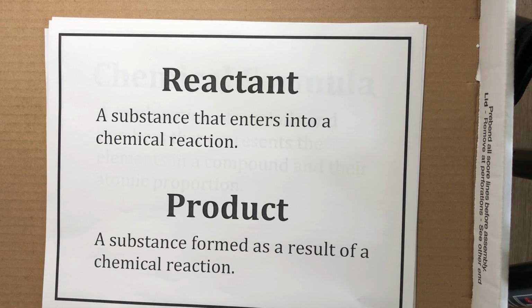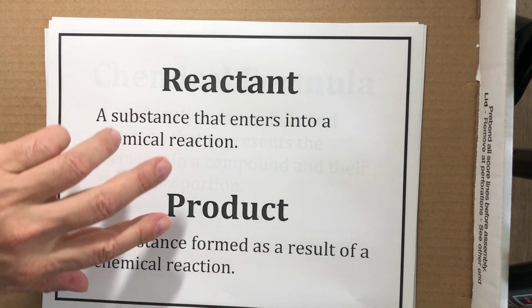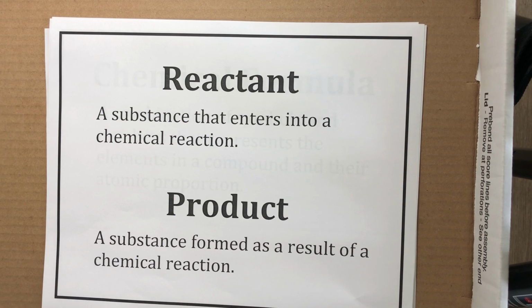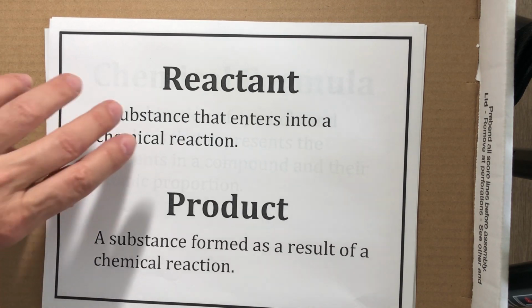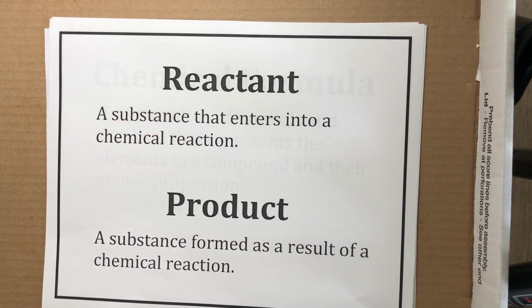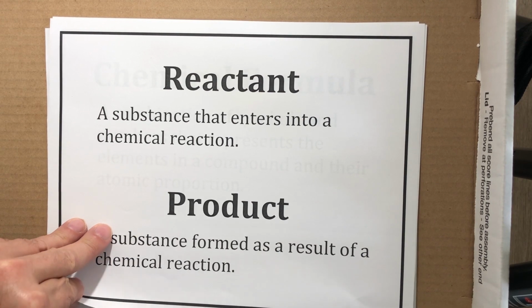And the product is what we make. It's the substance or substances formed as a result of a chemical reaction. Sometimes the reactant can be a single one that breaks apart into multiple products. Sometimes the reactants are several, and they make a single product. It doesn't have to be singular or plural. That's how it works. Okay, so reactant and product.